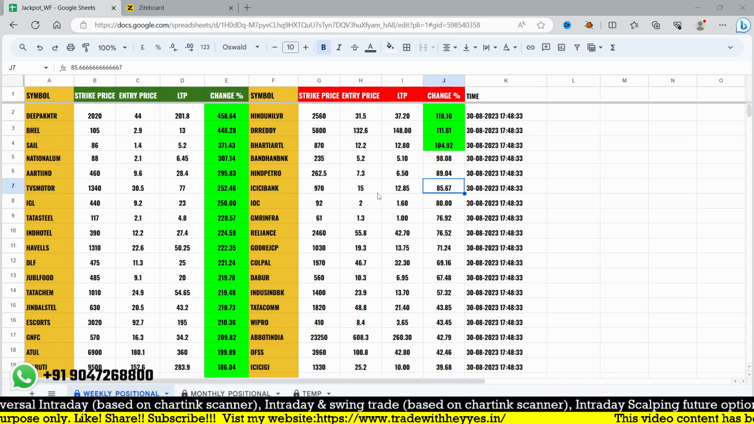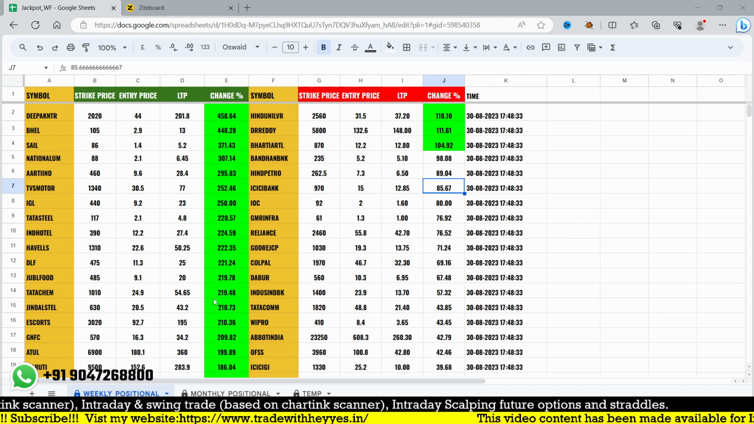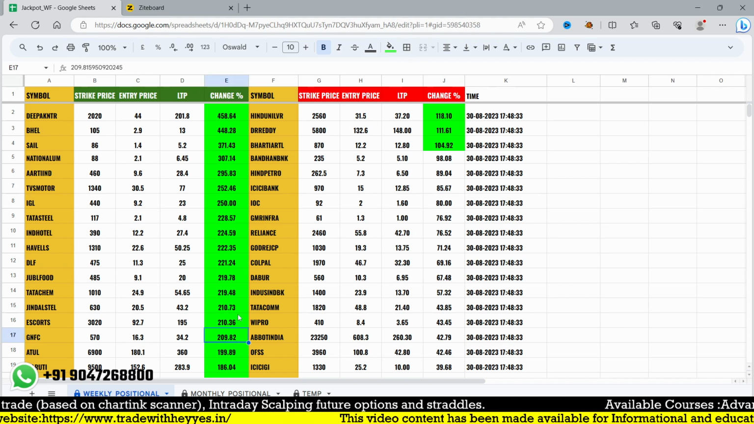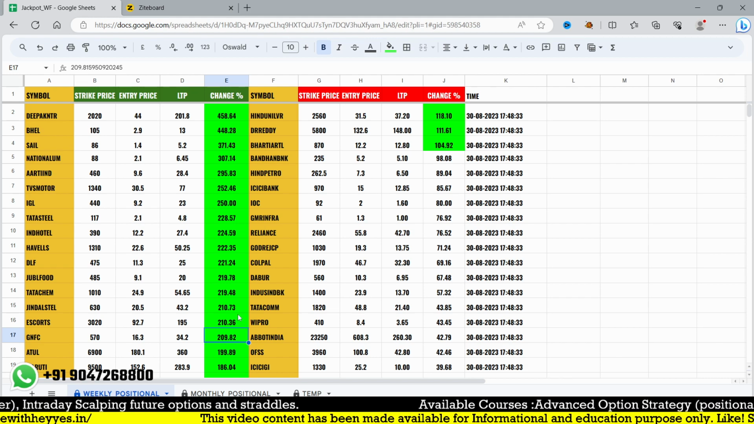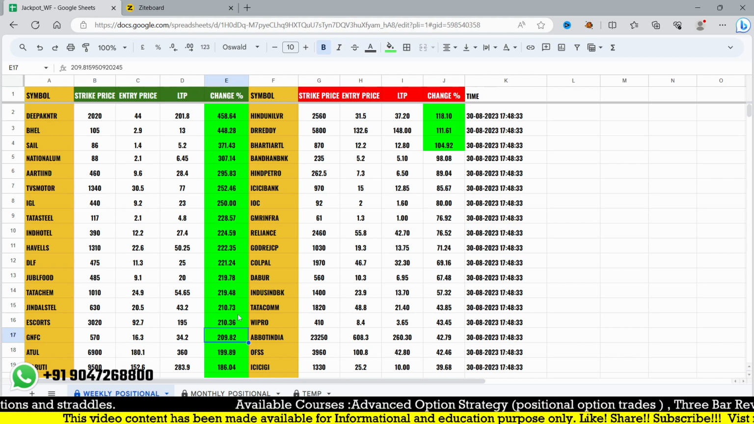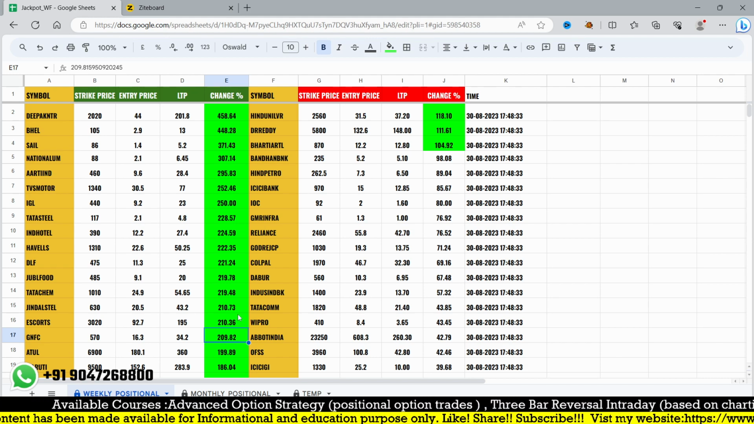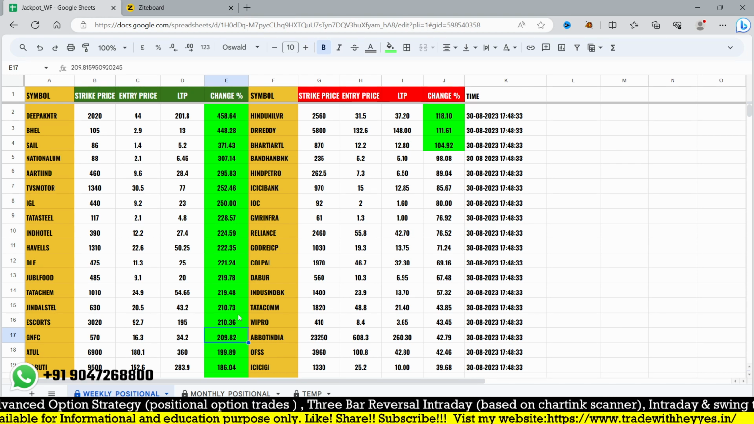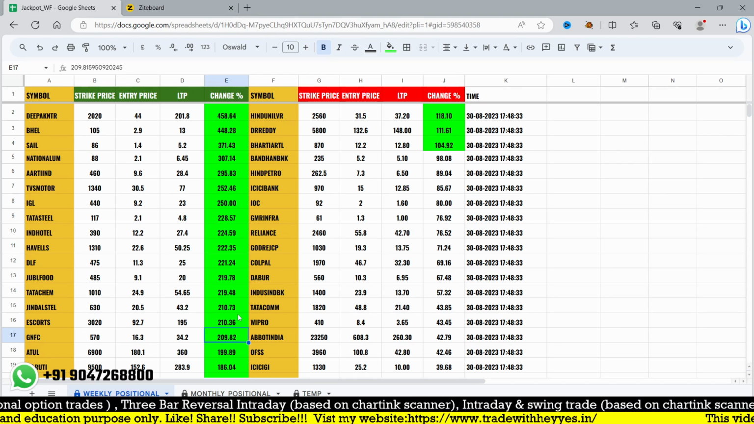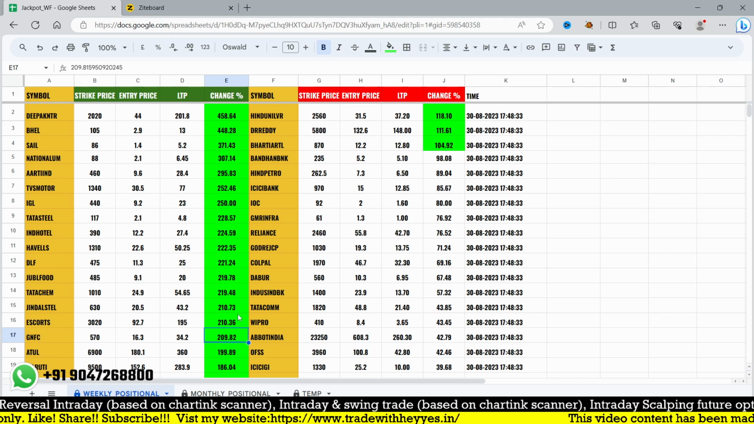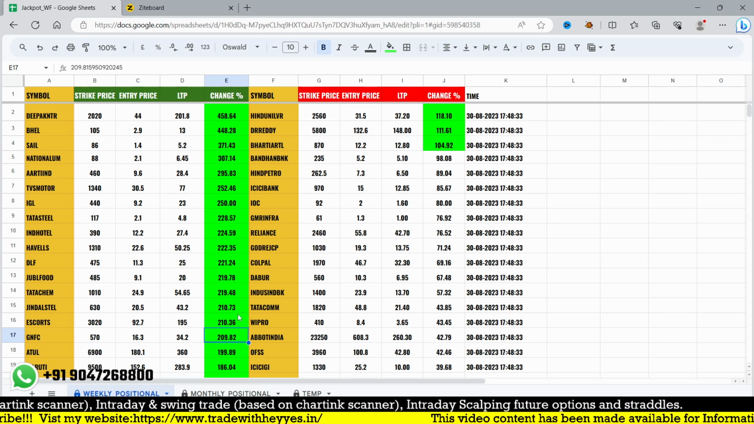Even though it is working well, look at this: how many stocks increased more than 100% this week. Almost 17 stocks increased more than 200%. That means 100% from our entry, the option premium doubles like that. Some of the stocks nearly 300, like National Aluminium.